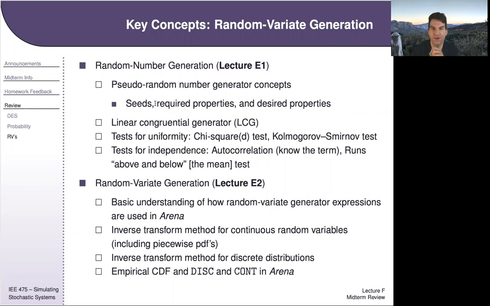random number or random variate generation, know that when I use the word random number, I mean a U01 number. When I use the term random variate, I mean a generic sample from a generic distribution. So random number means uniformly distributed between 0 and 1. A random variate is generic. It's a sample from any distribution.